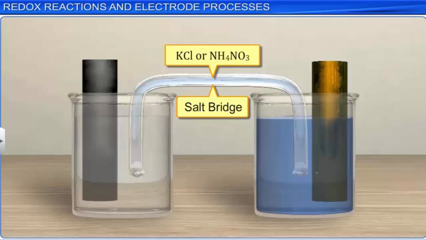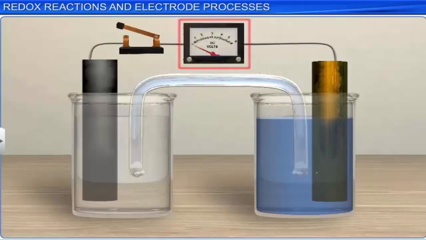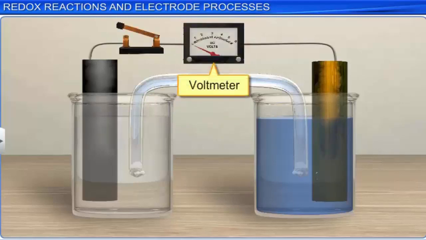It is an inert electrolyte and is a substance whose ions neither take part in a redox reaction nor react with the solutions in the two beakers. Next, we connect the two ends of a voltmeter to zinc and copper electrodes by means of wires. When the switch is in the off position, no reaction takes place and current does not flow.